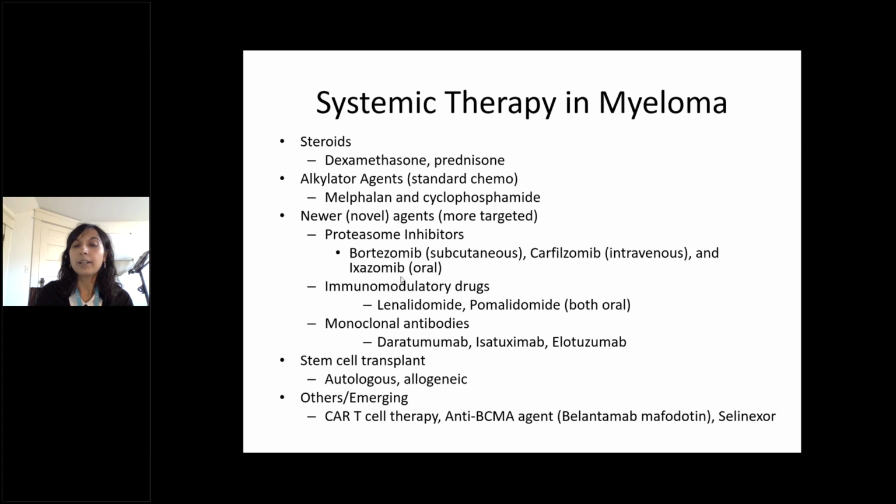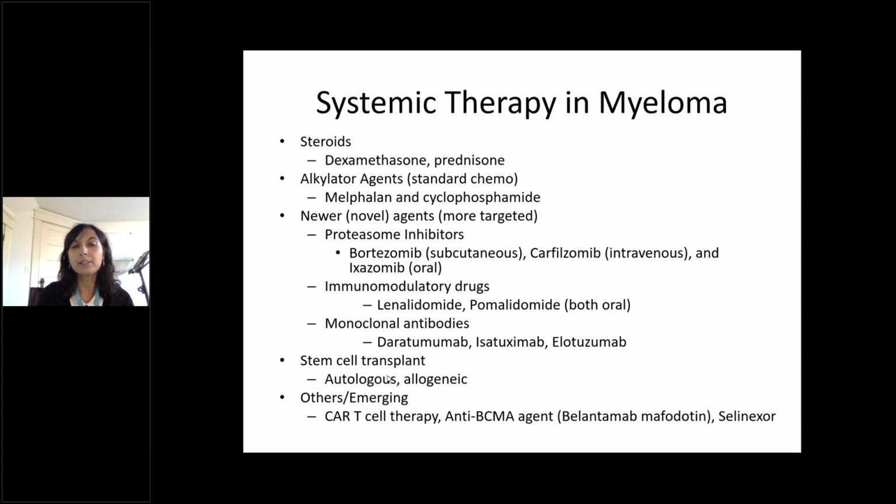The third category, the most recent development, has been these monoclonal antibodies that specifically target markers on myeloma cells. The three that we tend to use in clinic are daratumumab, isatuximab, and elotuzumab. Daratumumab is most commonly used, and these other two are often used more later on in lines of therapy or as part of a trial.